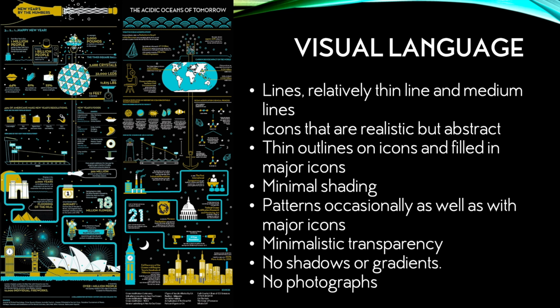I emulate my visual language model by using realistic but abstract icons and no photographs. I fill in major icons like the world map or the clock tower, and many of the lines that I use are thin, and the only thick lines are present in the title section and in the timeline. I utilize thin outlines for the numbers display, relationship display, and introduction display, while filling in the world map and clock tower. I don't utilize much shading within my icons, which is something I could improve upon in the future. The same could be said for the minimalistic transparency. I did not utilize any shadows or gradients like my model.